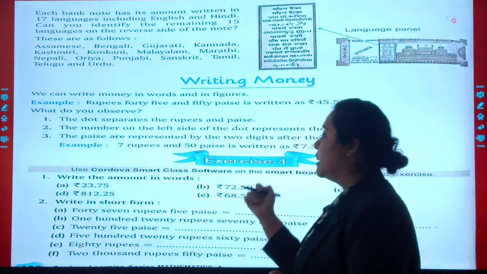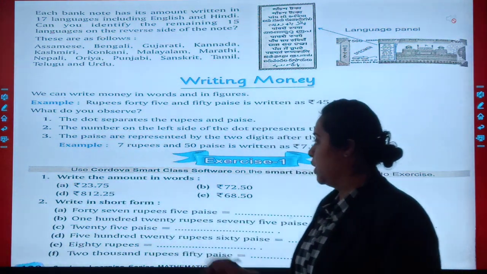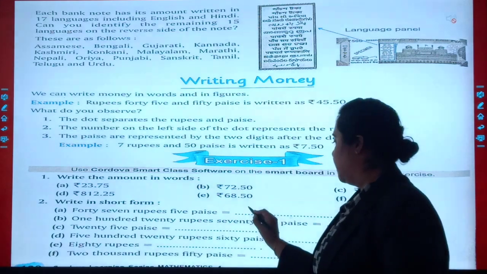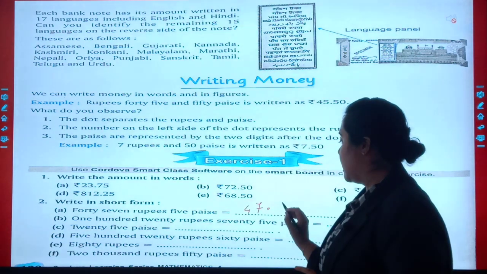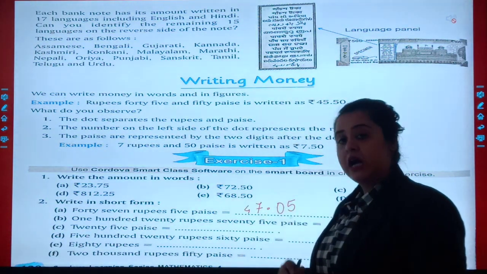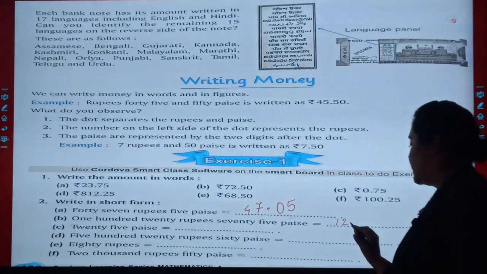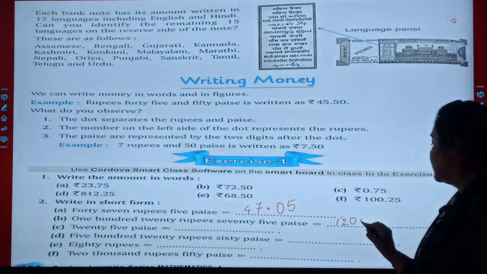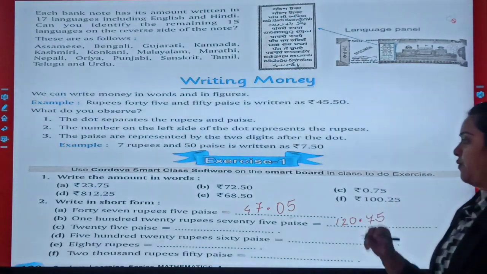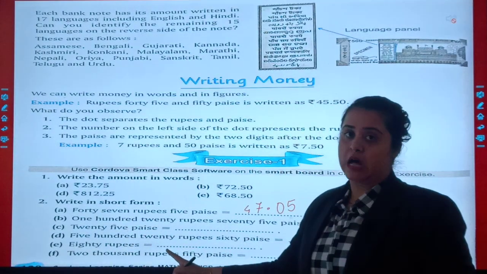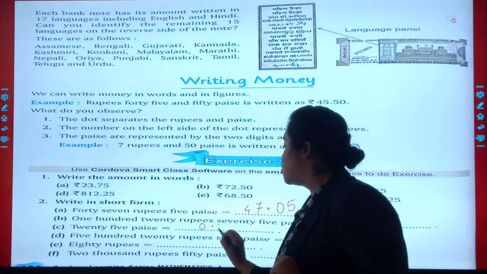Okay, students. Let's have a look at question number 2. Write in short forms. 47 rupees 5 paisa. 47 rupees and 5 paisa, so I will write 05. Understood? 120 rupees, so I am placing a decimal. 75 paisa. 75. 25 paisa. Only paisa is given. So 0.25.